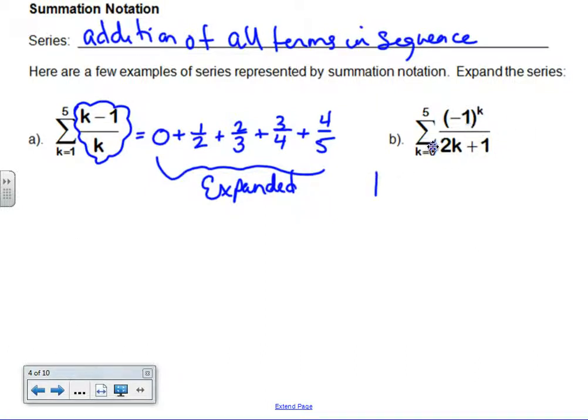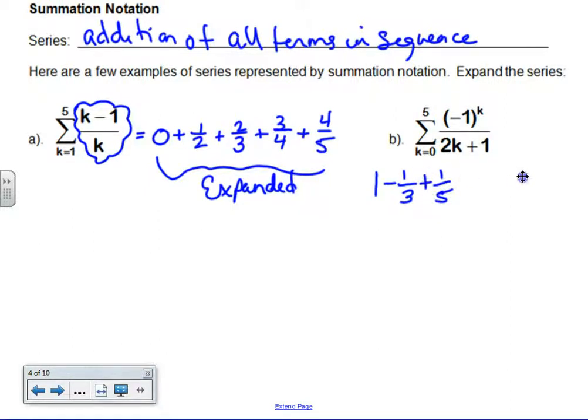Now my next term, if I substitute in k equals 1, I have negative 1 to the first power, which is negative 1. 2 times 1 plus 1 is 3. So I ended up with a negative 1 over 3. Instead of saying plus a negative 1/3, I'm just going to write minus 1/3. For my k equals 2, the next term in the list, negative 1 squared is positive 1. 2 times 2 plus 1 is 5, so I have 1/5, positive 1/5.